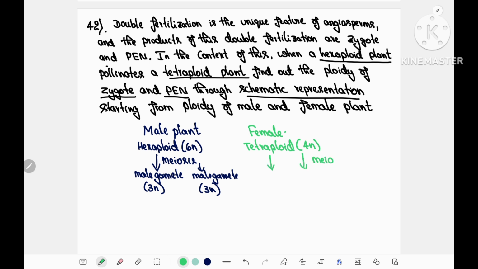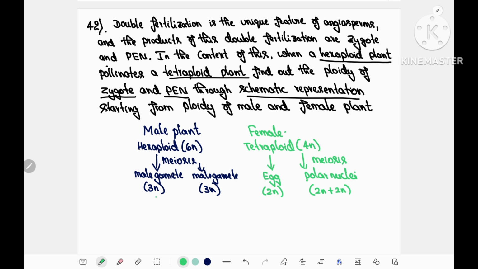The megaspore mother cells will undergo meiosis to form one female gamete, that is the egg. The ploidy will be 2N, and two polar nuclei are formed and two polar nuclei will be present in one central cell, so we are writing it as 2N plus 2N.